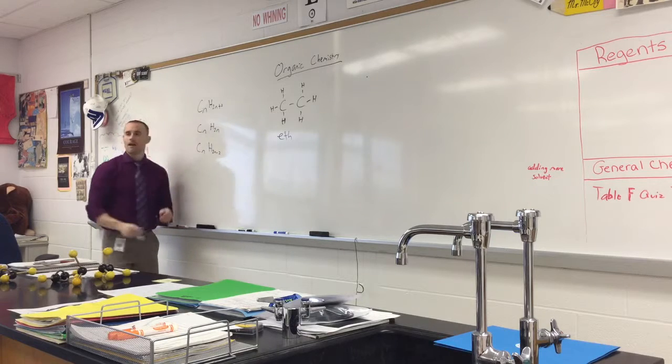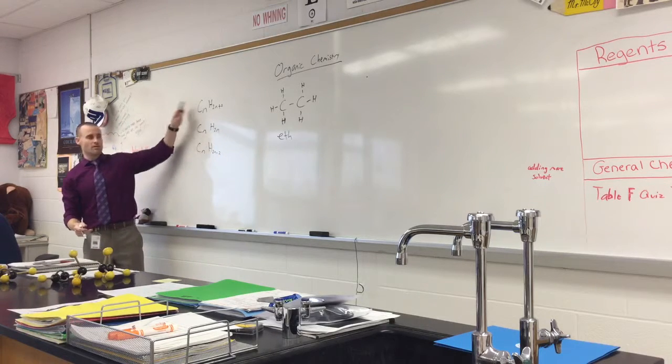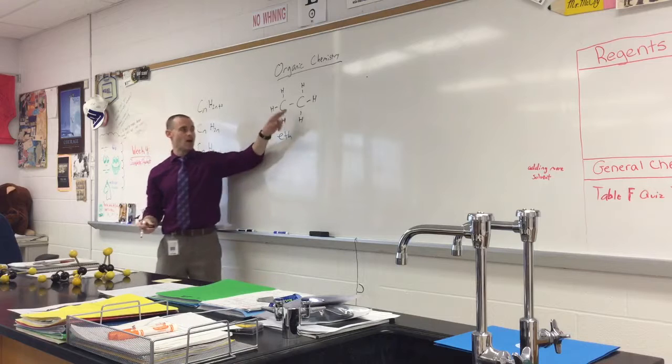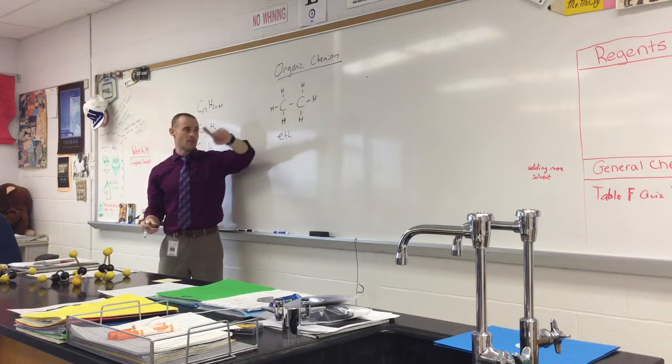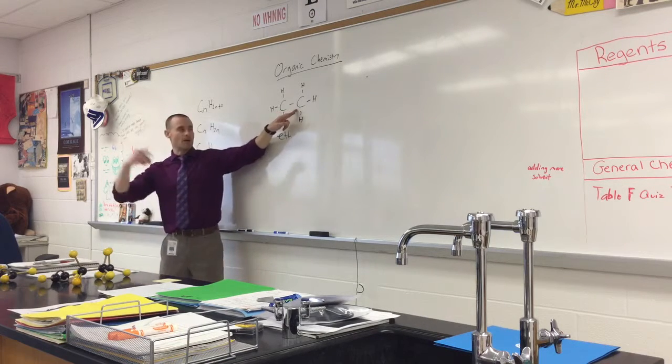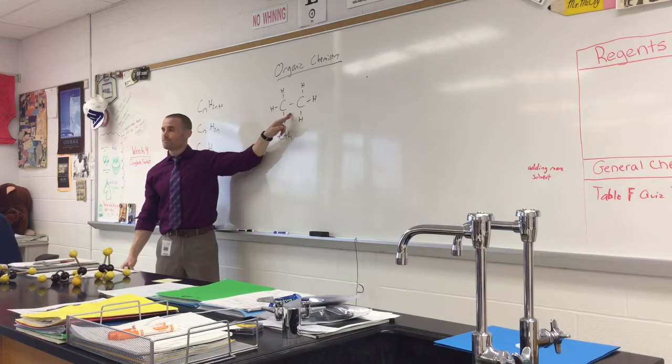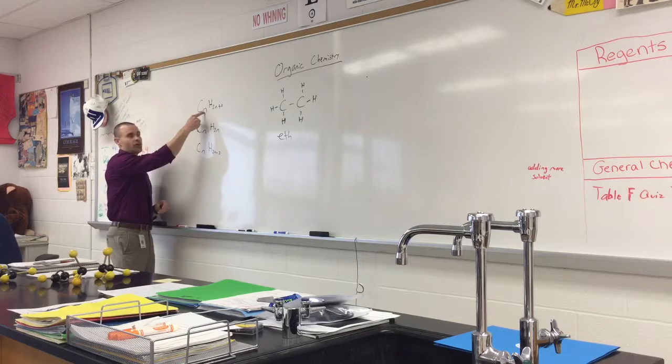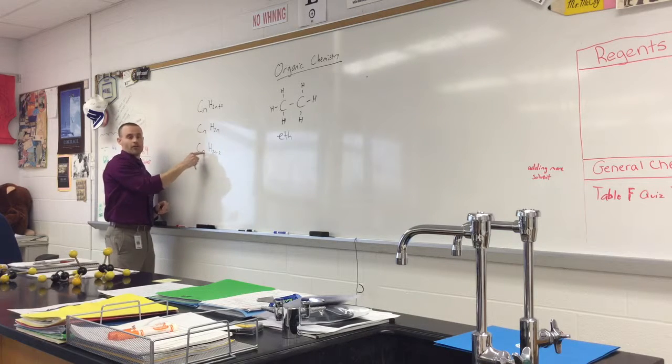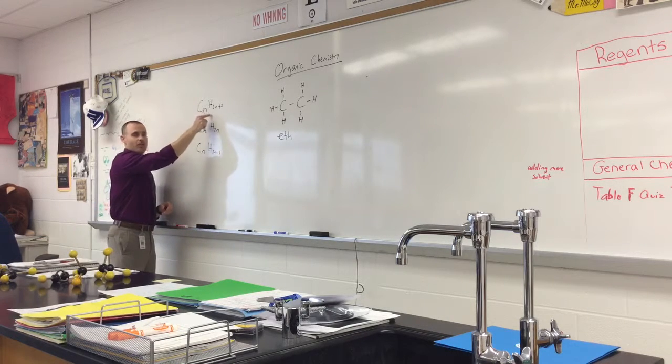CnH2n minus 2. How do we use the formula? What is it for? It's so we figure out what to name this. So let me explain. We have 2 carbons. Look up here. 2 carbons. How many H's? 6.